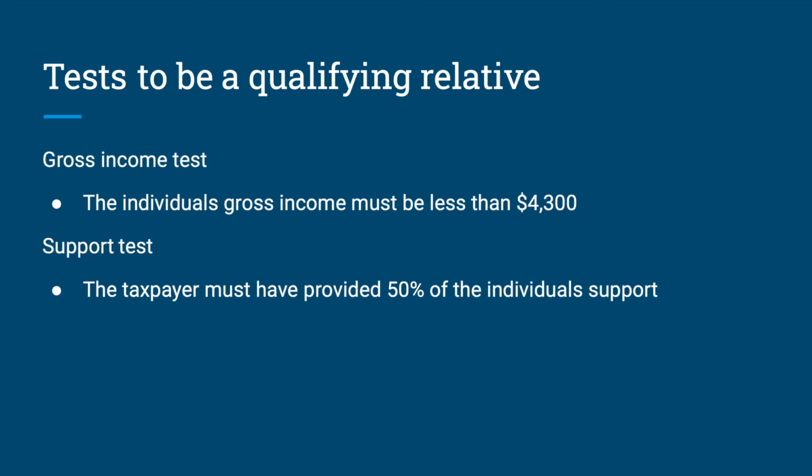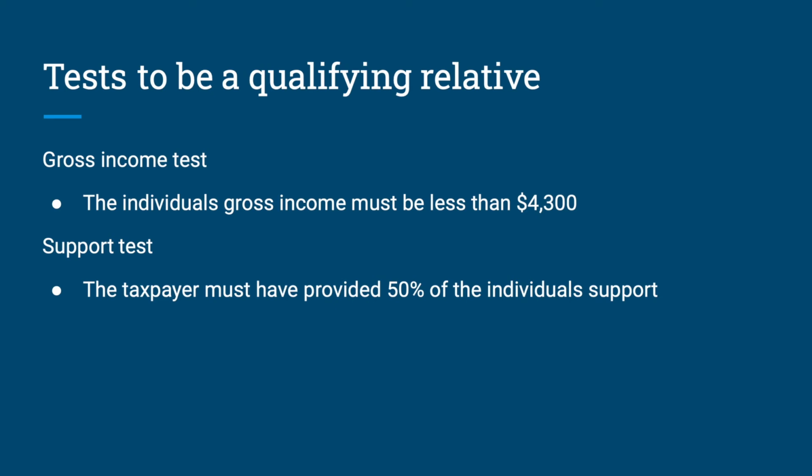So the other test specific to being a qualifying relative is the gross income tax test. The individual's gross income must be less than $4,300 in order for them to be claimed as a qualifying relative. The support test: the taxpayer must have provided 50% of the individual's support.